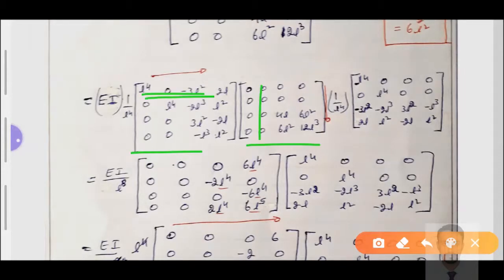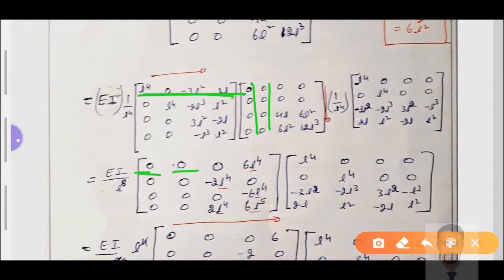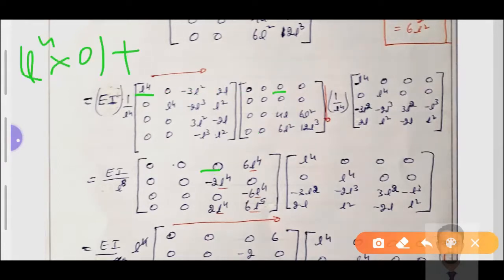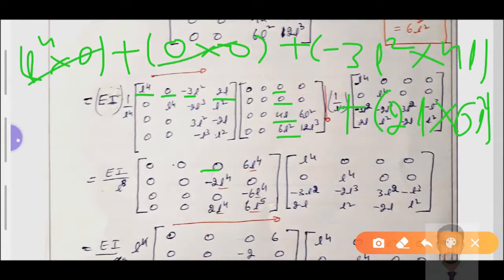First row first column, first row second column, first row third column, first row fourth column. We'll get these values. First row first column, all the values are 0, so this will be equal to 0. First row second column, all the values are 0, so this will be equal to 0. First row third column, this value I need to get. How does it become 0? To get this value: L power 4 into 0 plus 0 into 0 plus minus 3L square into 4L plus 2L into 6L square. Then this will be equal to 0.